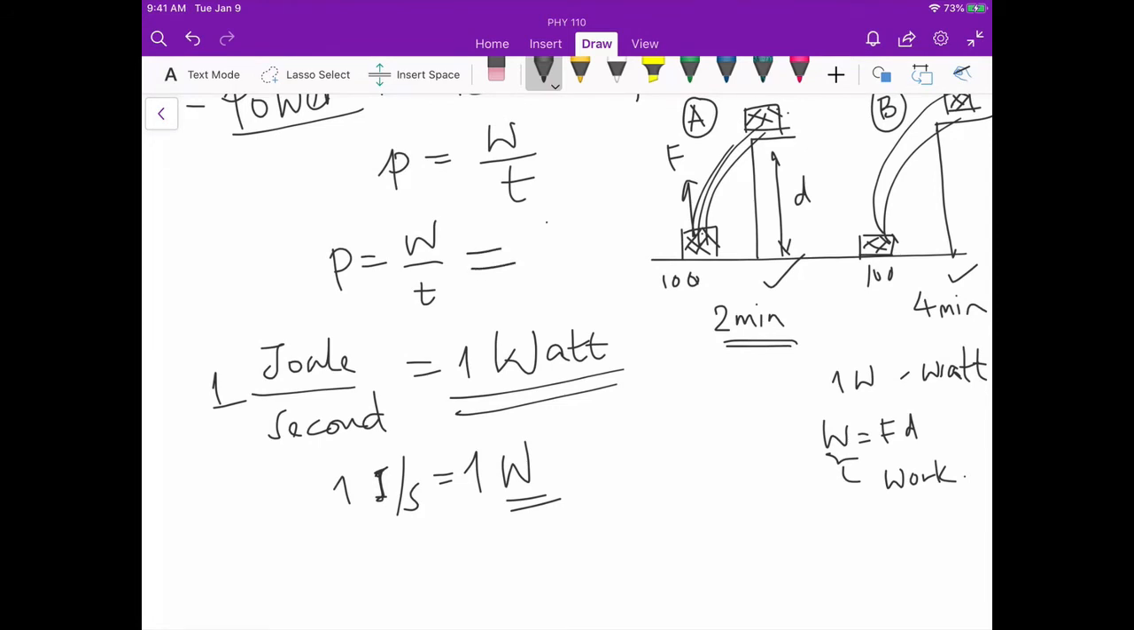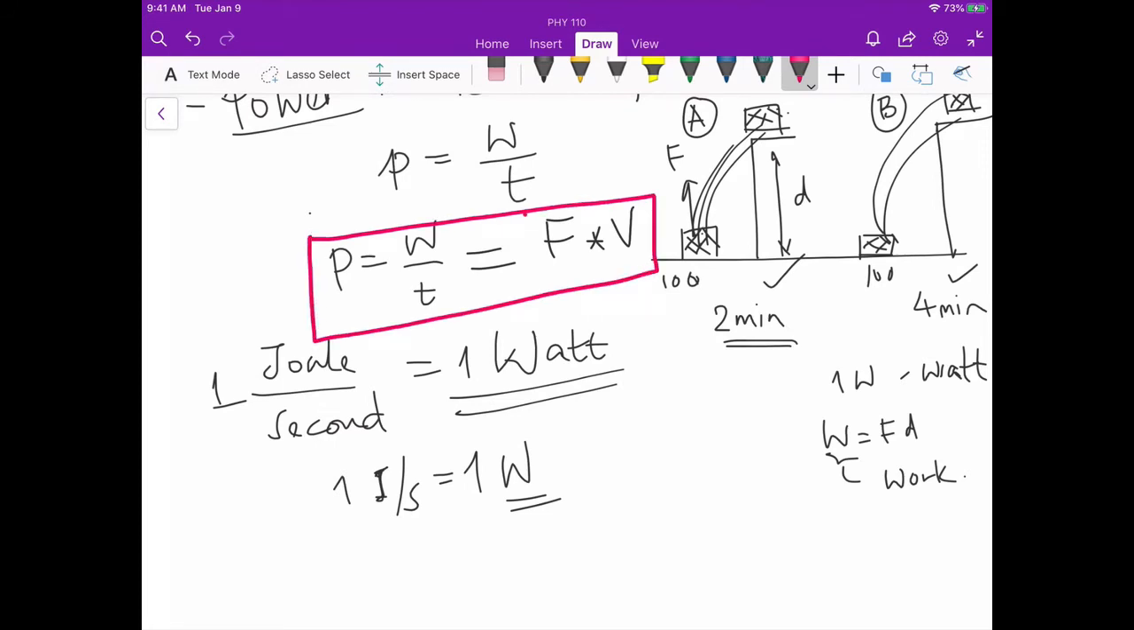You can also find power as force times average speed. There's also another formula for power, depending on what is given. If work is given and time is given, then you can find the power by simply using that. But if it's force and V, then you can just simply use that one.